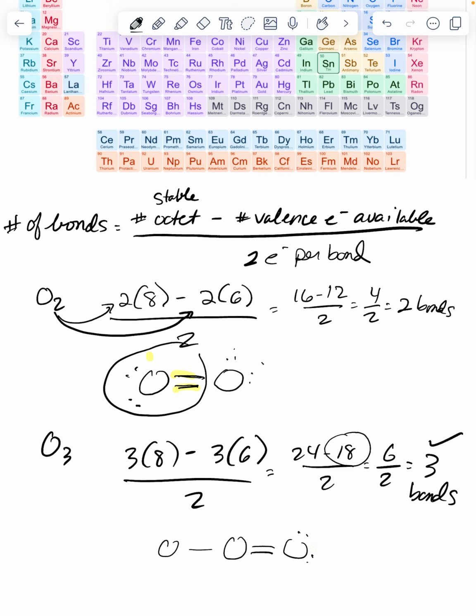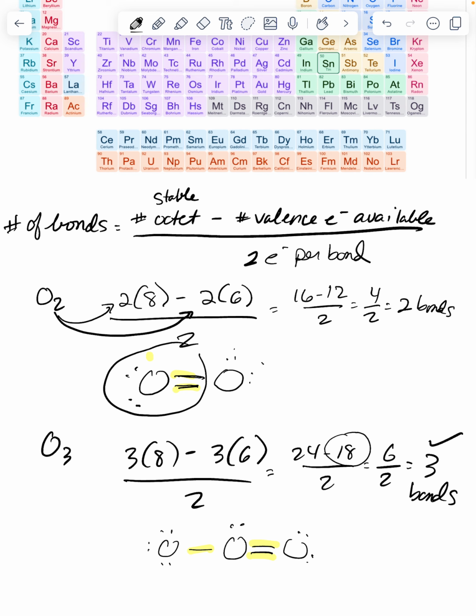Now the oxygen in the middle has 3 bonds around him. So he only has 6, 2, 4, 6. So he's going to need another set. 8. That means we're going to wind up bending this molecule. The oxygen on the right only has a single bond, so only has 2. So he needs 4, 6, 8.